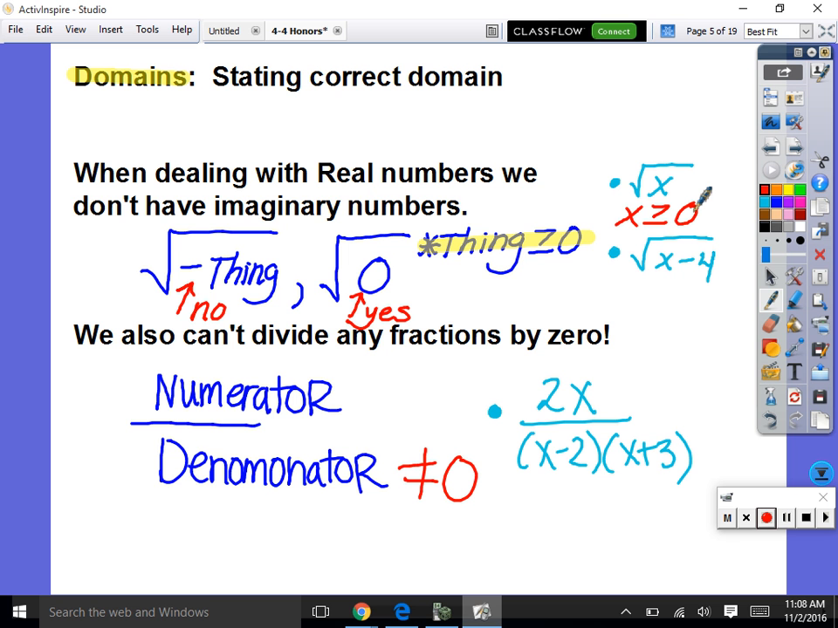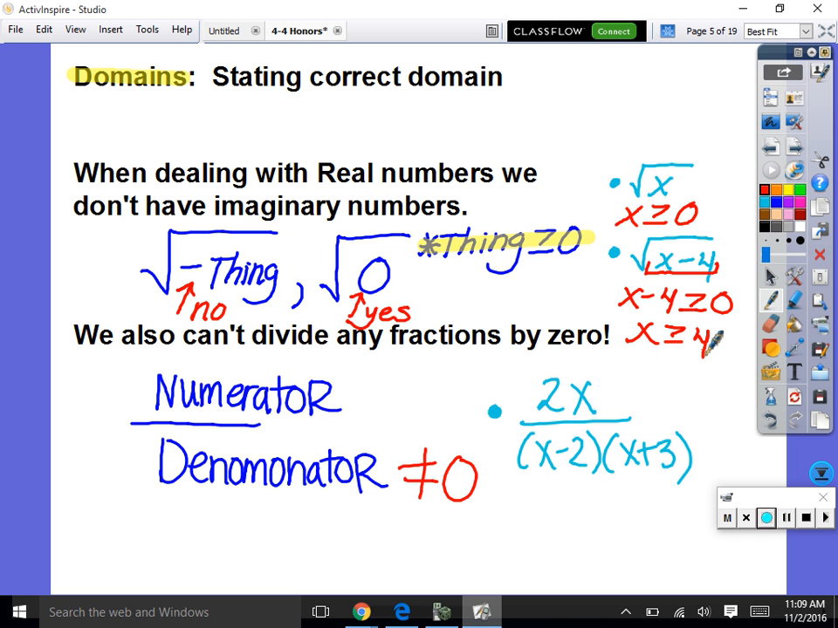Everybody good? Okay, so looking at this one, we would say to ourselves, okay, underneath the radical, we cannot have a negative. So that thing underneath there, x minus 4, needs to be greater than or equal to 0, correct? Underneath the radical needs to be greater than or equal to 0. So now solve for x. What x values will that be? X values need to be greater than or equal to 4. Now think about why that works.